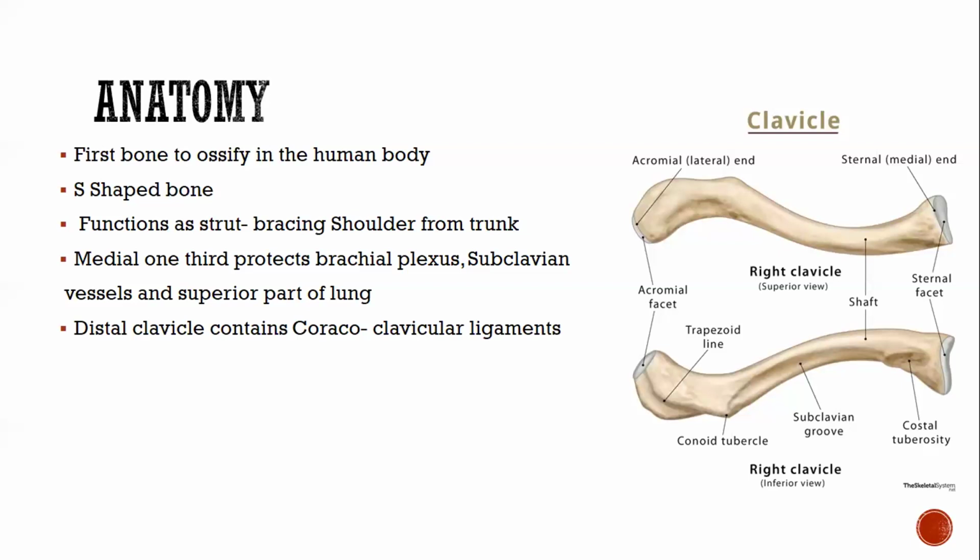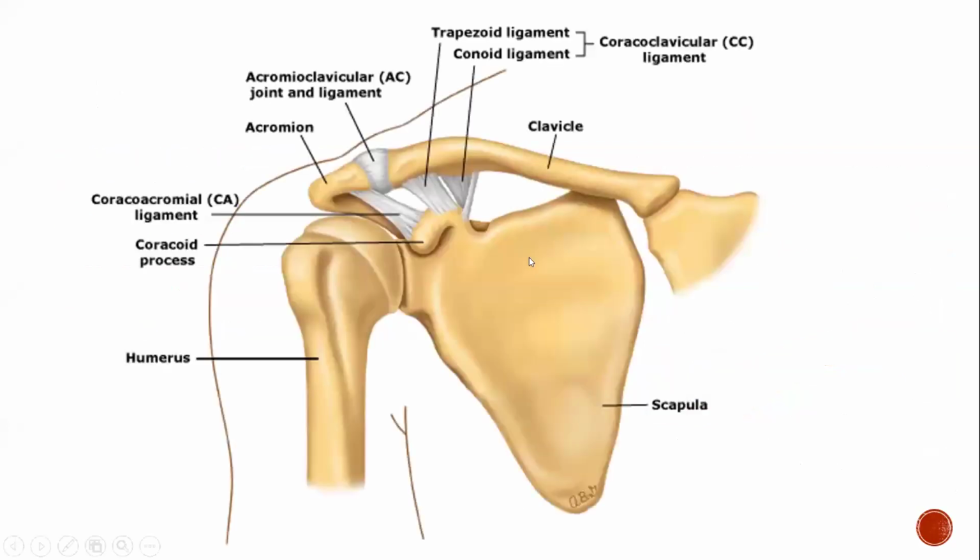The medial one third of the clavicle protects the brachial plexus, subclavian vessels, and superior part of the lung. The distal end of the clavicle has CC ligaments and the acromioclavicular ligament. The acromioclavicular ligament connects the acromion with the distal end of the clavicle. It is thickened superiorly. It provides anteroposterior stability.